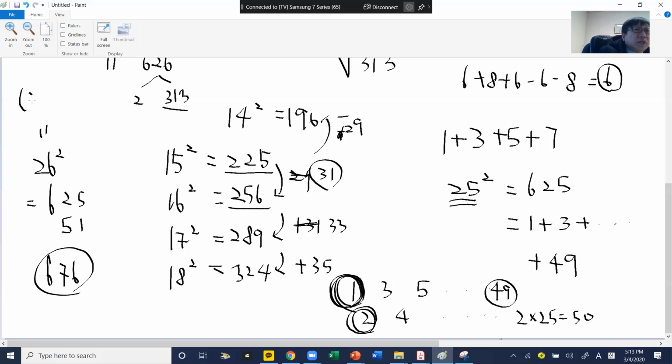26 is 25 plus 1, right? The square is like what? 25 squared first. What is it? 625. And then 2 times 25, 50, right? And then you just add 1. Wait, what about 27? Then you do 25 plus 2. Yes, you can also use that.